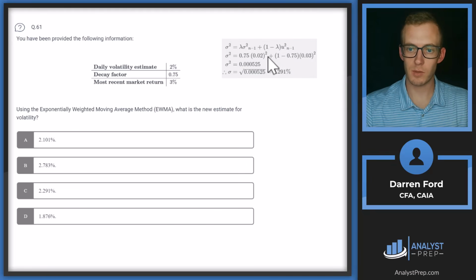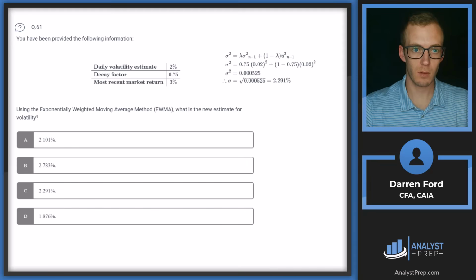So the formula we're going to be using here, we'll walk through these variables. Our volatility standard deviation is going to be our decay factor, which is that lambda variable, multiplied by the most recent daily volatility estimate, which is this right here, and that's going to be squared. And then we're going to add that to 1 minus our decay factor, and then multiply that by the latest market return squared. So that's the u squared. The u variable is going to be market return.